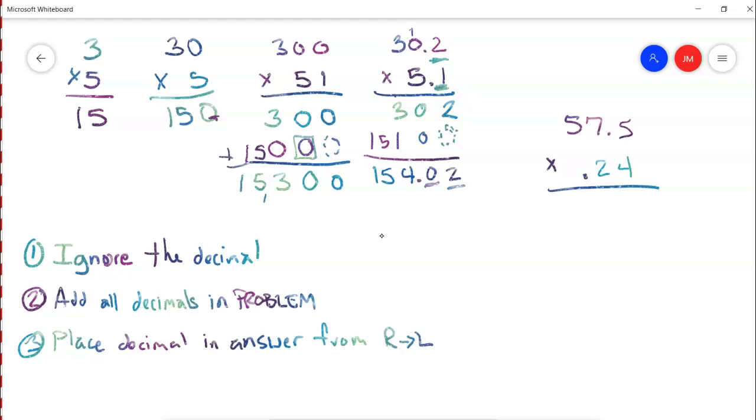Okay, that's my first step. 4 times 5 is 20. Carry my 2. 4 times 7 is 28. Plus 2 is 30. 4 times 5 is 20. Plus 3 is 23. I add my ghost 0 so that I can start under the 2 because now I'm using 2. 2 times 5 is 10. 2 times 7 is 14, plus 1 is 15. 2 times 5 is 10, plus 1 is 11. I add.